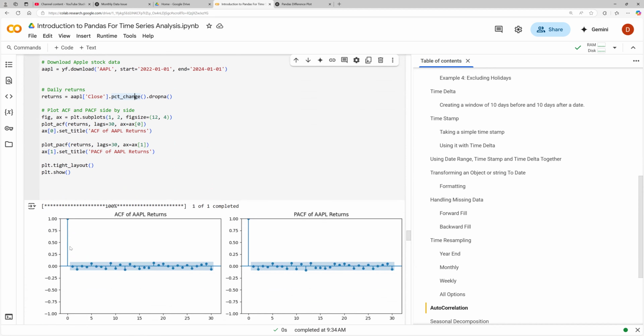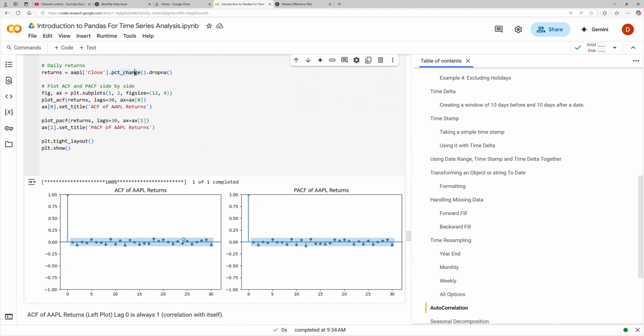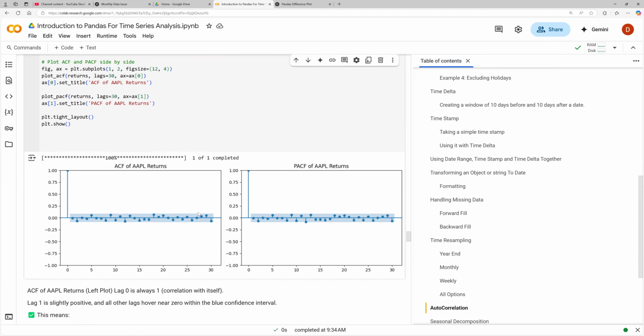And you can see that, obviously, the correlation at the zero lag with itself is one. But then we see the rest of it basically is bounded. Same with the PACF, okay? And we see that it's bounded, so it's basically stationary data, okay?